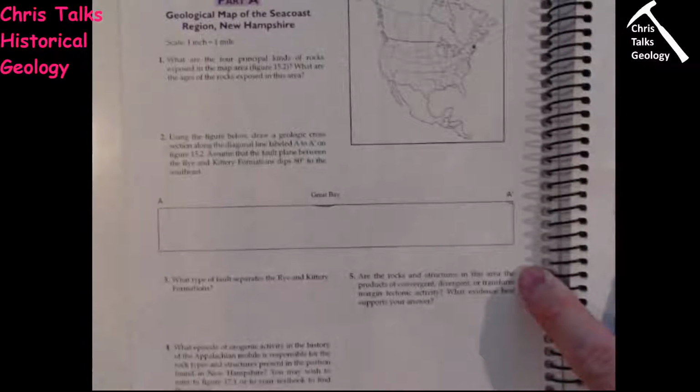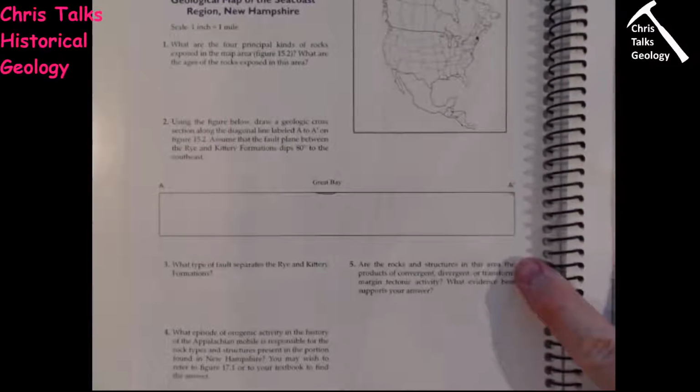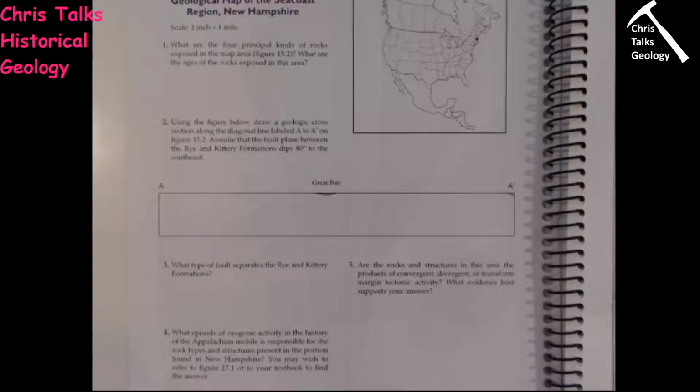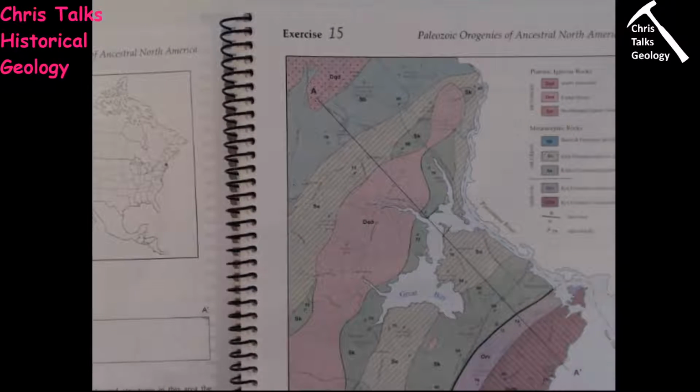So, when we come on to question 4, question 4 has lots of text. What episode of orogenic activity in the history of the Appalachian Mobile Belt is responsible for the rock types and structures present in the portion found in New Hampshire? Cripes, that's a lot of information. You may wish to refer to figure 17.1. I don't need to refer to figure 17.1. I have something even better.